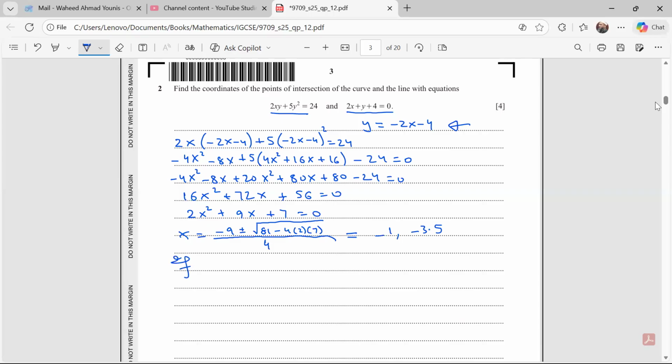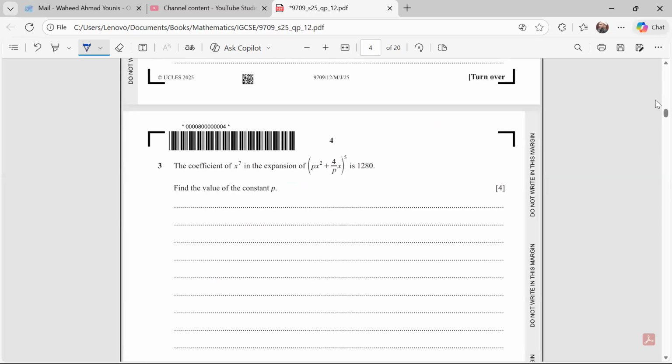So if x is minus 1, you can see that y will become minus 2. And if x is minus 3.5, then y will become 3. So my two answers are minus 1 and minus 2, and minus 3.5 and 3. Okay, easy, straightforward question. Okay, now let's do question number 3.